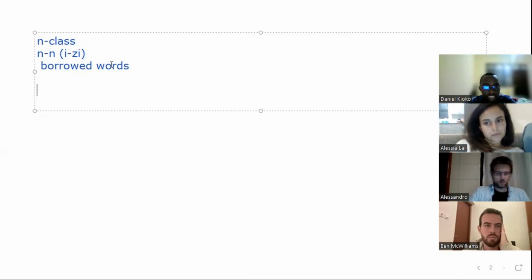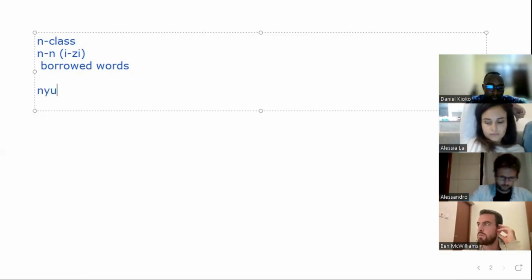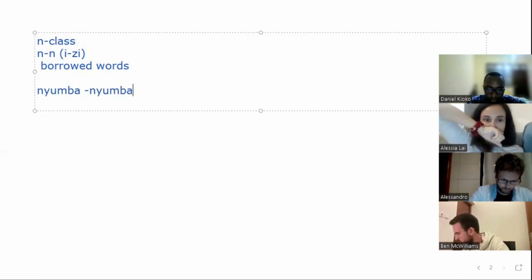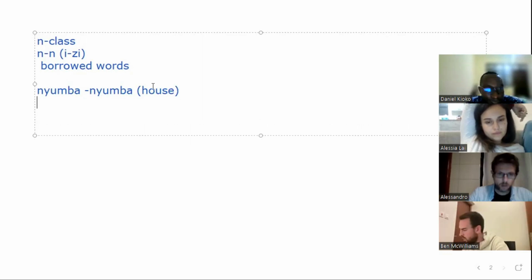Why is it NN? This one tells you it doesn't have a plural. The morphology doesn't change. Nyumba, nyumba. Nyumba is house, right? Chumba was a room. Nyumba, house, and okay, I have not also explained why it is chumba.